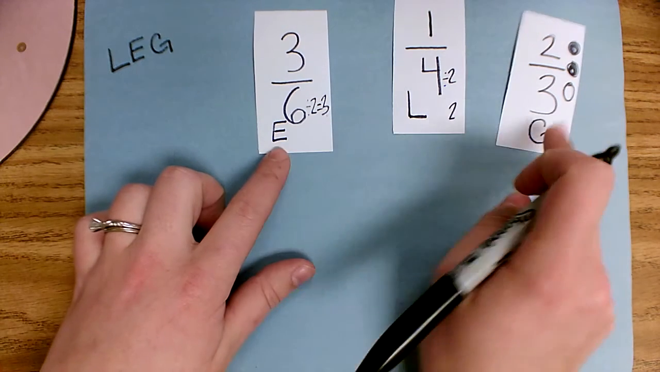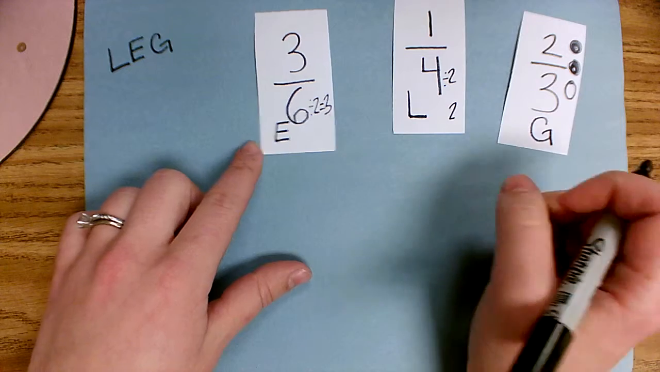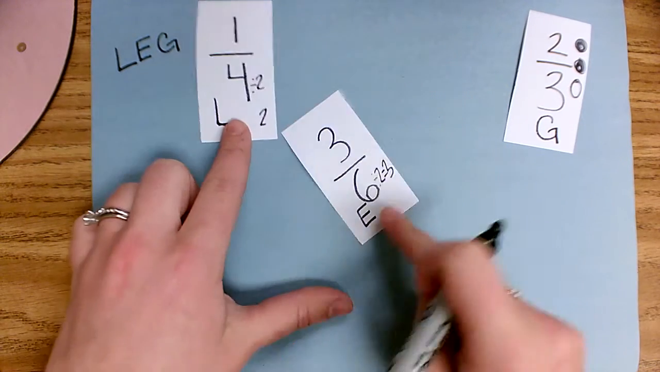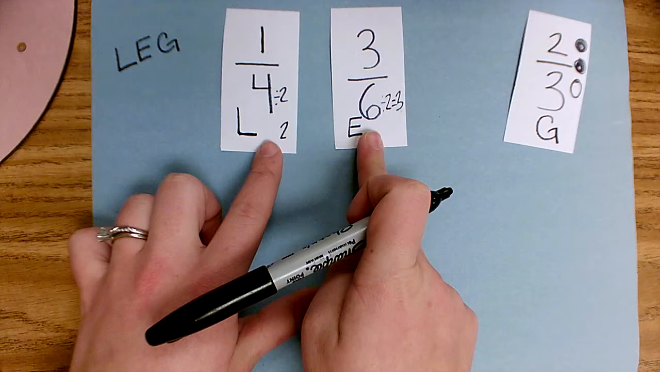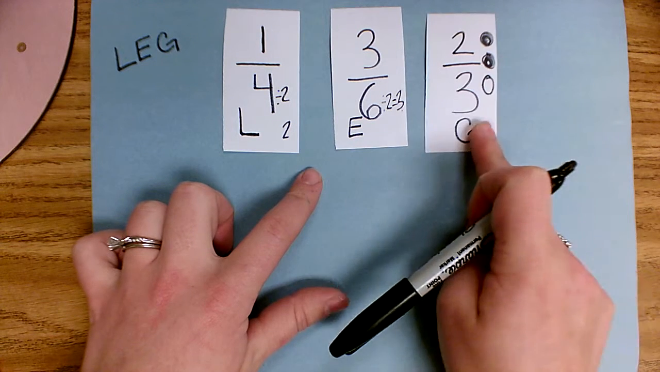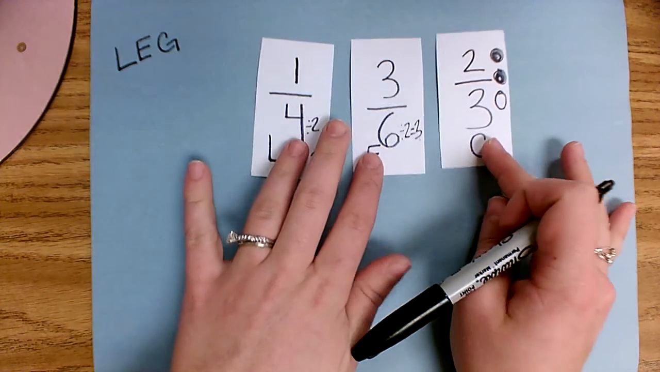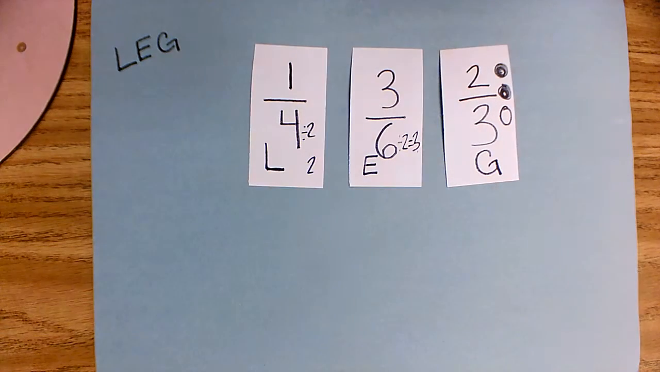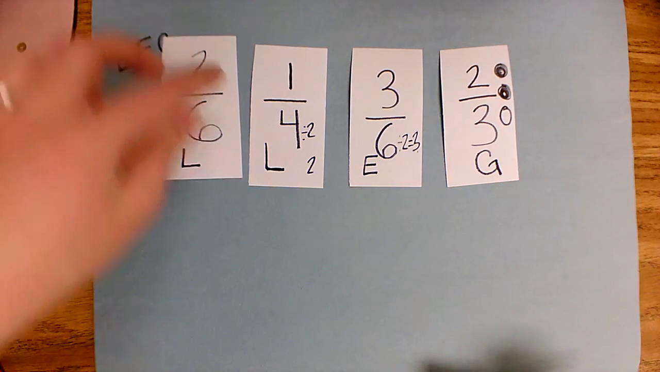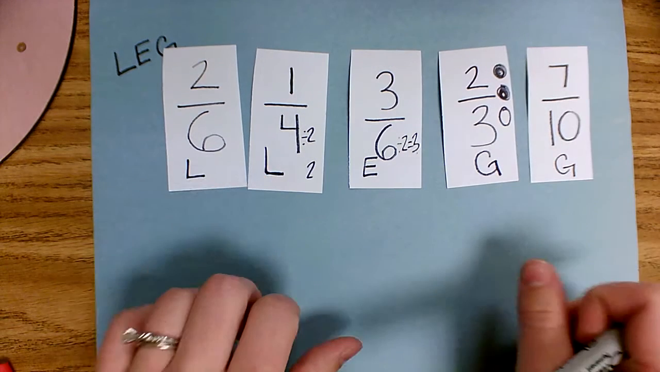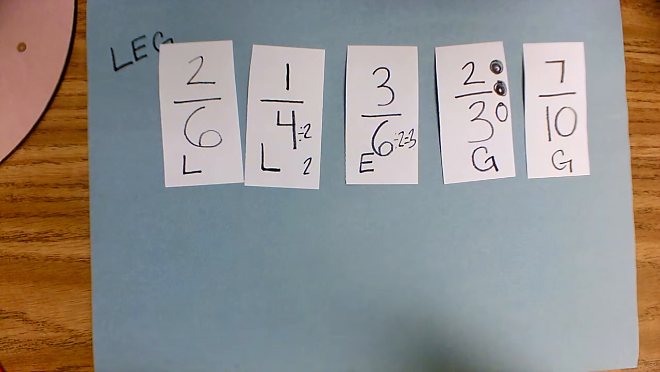Now that I have my labels on them, I can put them in order from least to greatest. I know 1/4 is the least, 3/6 is equal to half, so it's in the middle, and 2/3 is greater than half, so it's the greatest fraction. Now sometimes you have multiples in each category. When that happens, we come to cross multiplication, the second strategy.